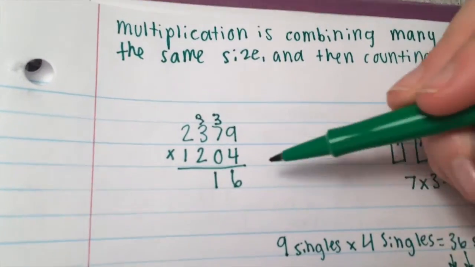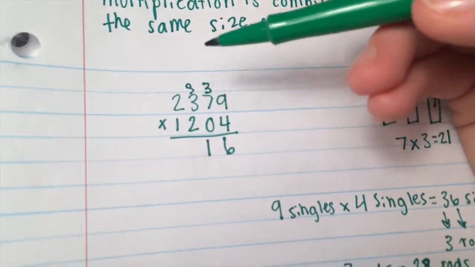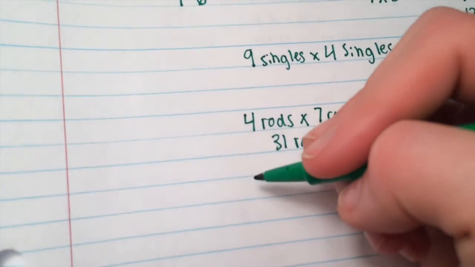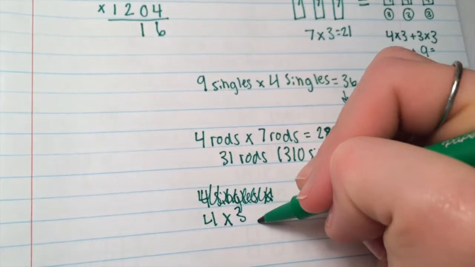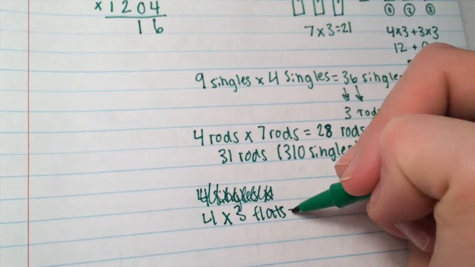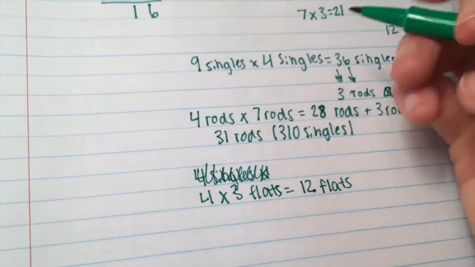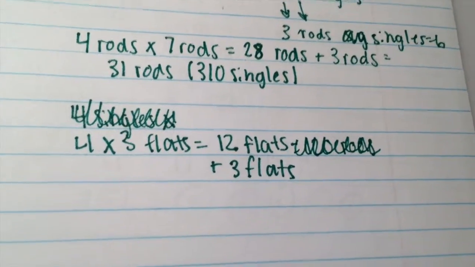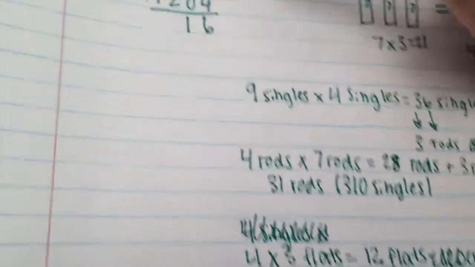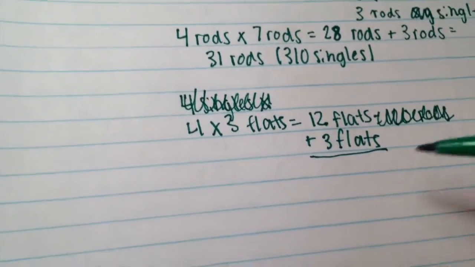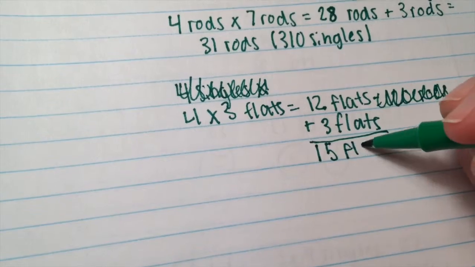So next, we would do 4 times 3, which is 12, and then we add the 3. So down here, 4 times 3 flats gives us 12 flats, and we need to add the 3 flats that we carried over from the previous column, which is going to give us 15 flats.